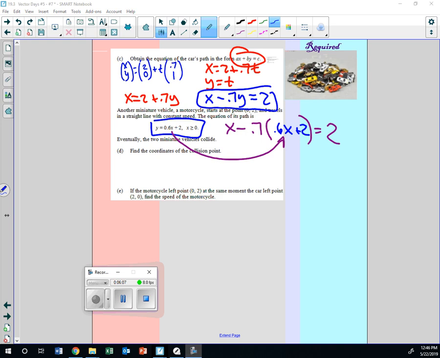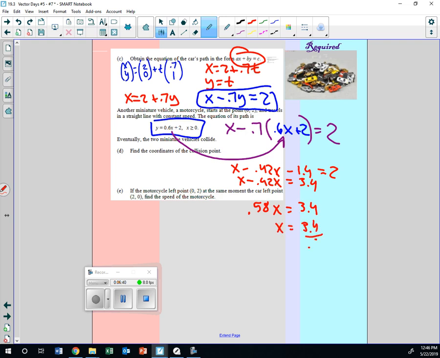So for those that have worked this out, you're going to get x minus 0.42x minus 1.4 equal 2. Yep, and so x minus 0.42x equals 3.4. And if you have 1 minus 0.42, that's going to be 0.58x equals 3.4. x is going to be 3.4 over 0.58. What is 3.4 over 0.58? 5 point what?